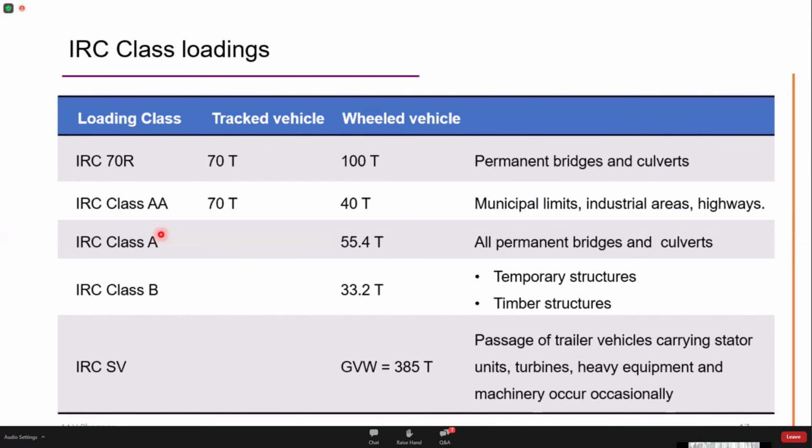IRC class B loading is to be adopted when we have temporary bridges and timber structures. And the last one, the IRC special vehicle loading, is to be adopted where the bridges are subjected to the passage of trailer vehicles carrying stator units, turbines, heavy equipment and machinery. So these are the 5 classes of loadings and their uses.